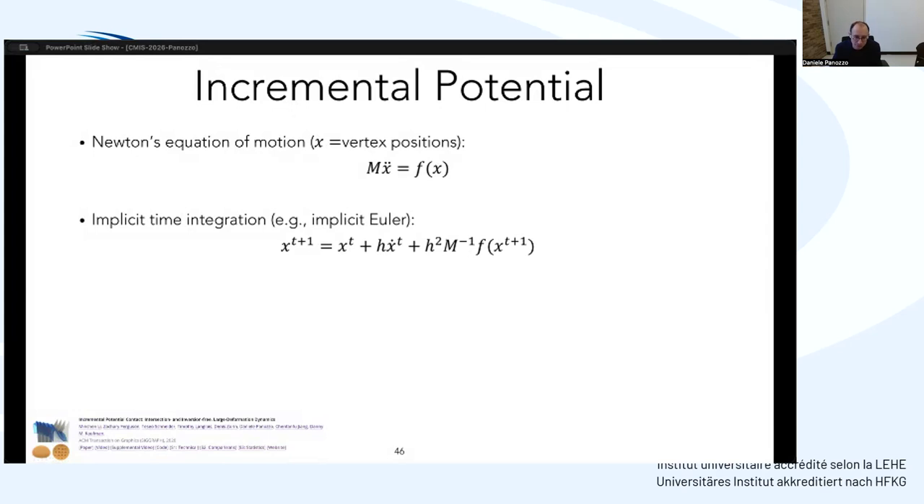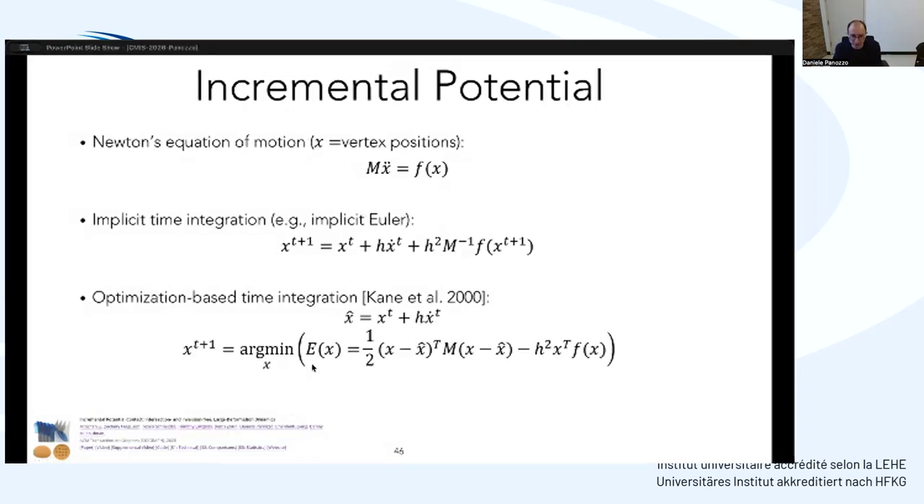And so there was a reformulation. It was very nicely written in this paper from Kane in 2000, but it's coming from a few years before, where you can actually rewrite a time integration as minimization of a potential. So these two are actually equivalent. So if you minimize this potential and if you find a global minimizer, this is going to be a solution of the system of equations above.